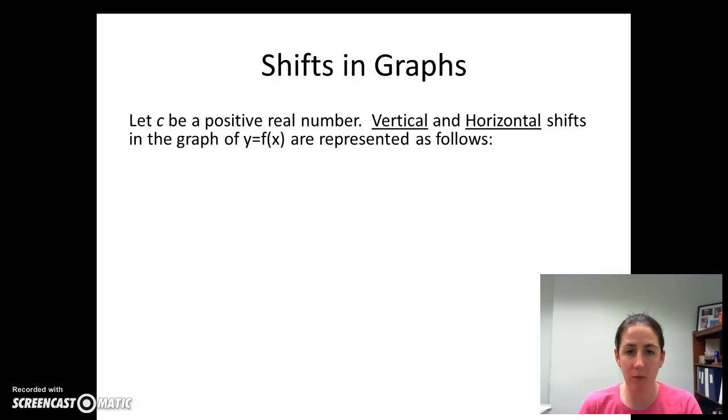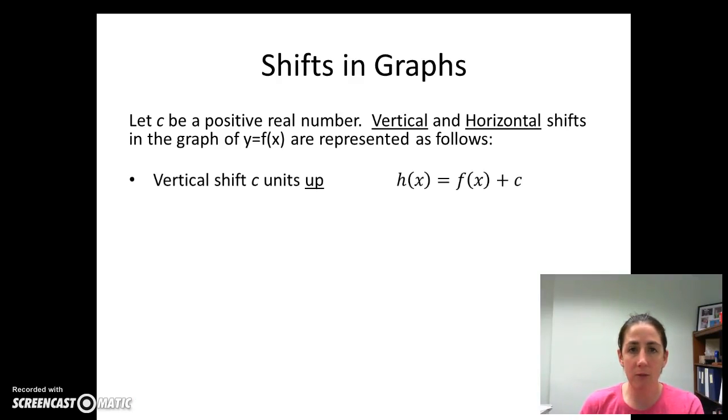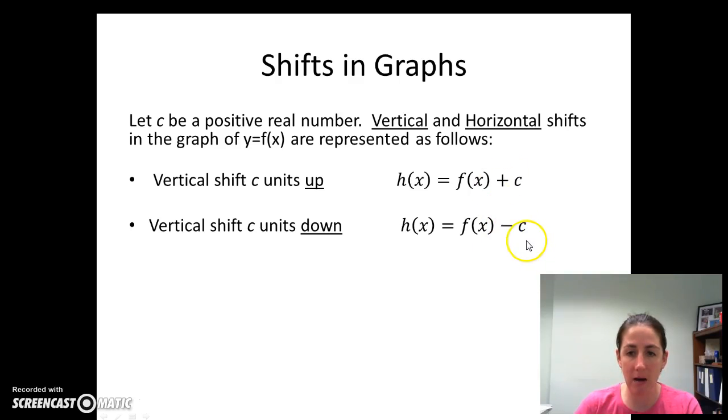So if c is a positive real number, then your vertical and horizontal shifts of the graph are represented as follows. Vertical shifts, remember, vertical is outside. If you're adding a number outside the function, you're going up that many units. If you're subtracting, then you go down. So this is outside the function. Up makes sense, it would go up, adding. Minus would go down, subtracting.